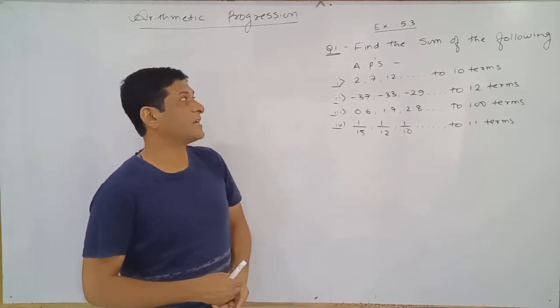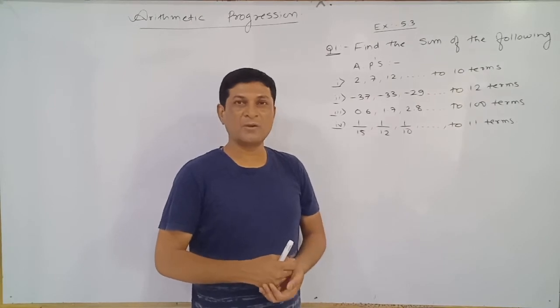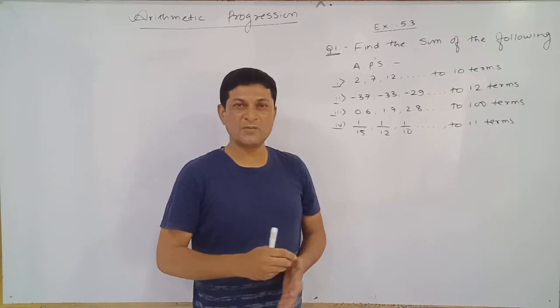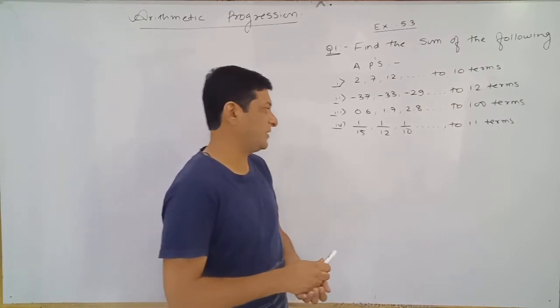So today we are starting exercise number 5.3 of arithmetic progression. Already in the last period we have proved one formula to find out sum of n terms. First let us revise all the results which we have proved in the last 2-3 videos.